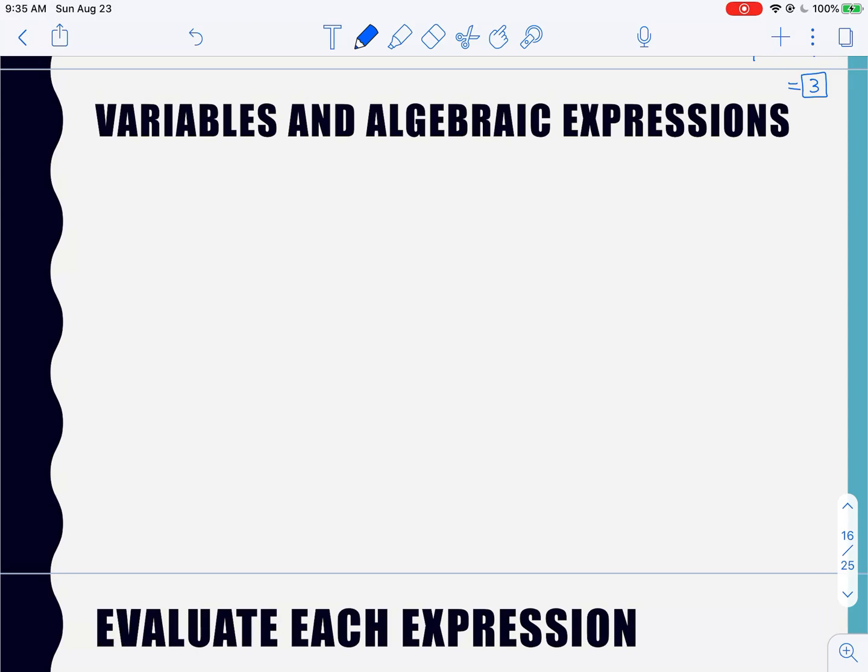Variables and algebraic expressions. Variables represent any number. And we use letters to represent this. So like X could be a variable, Y can be a variable, A can be a variable. Any letter can represent variables. So algebraic expressions are any statements with variables.